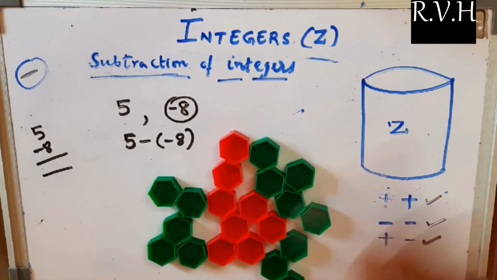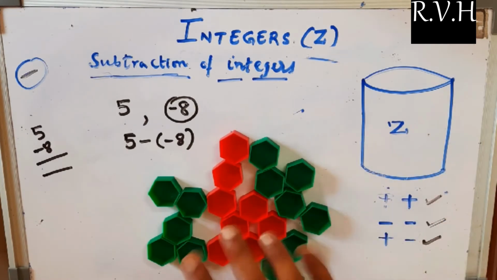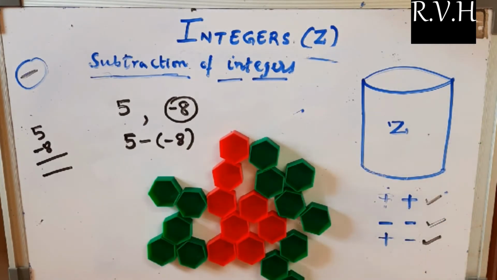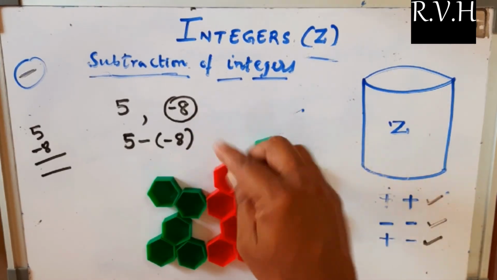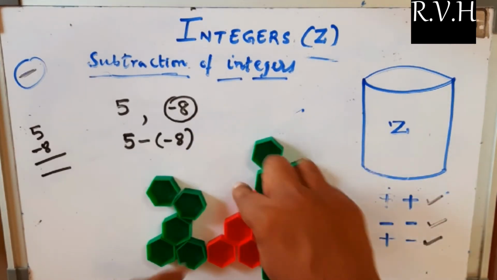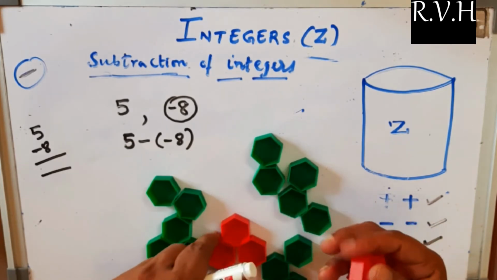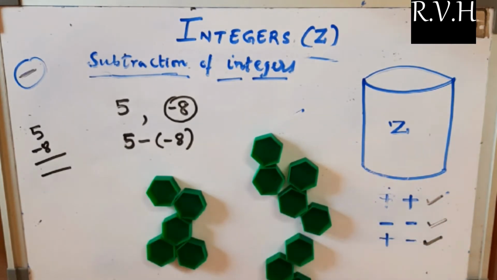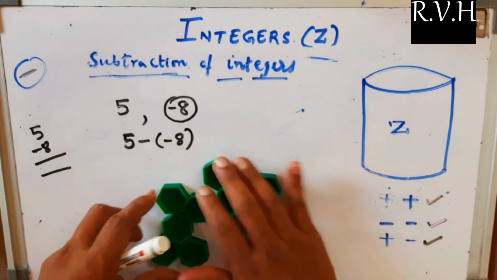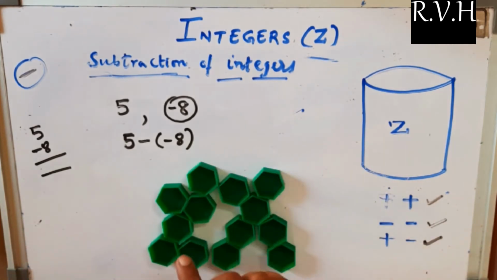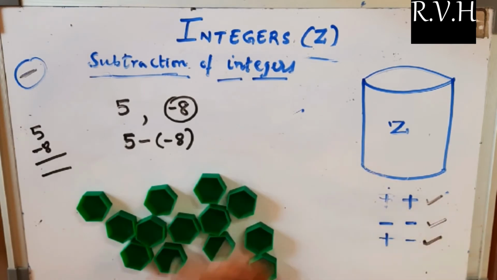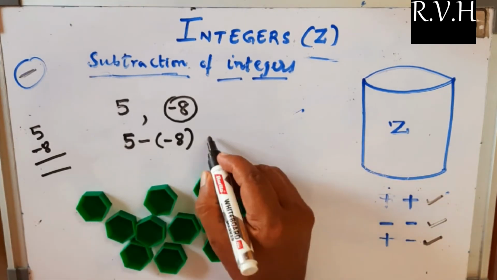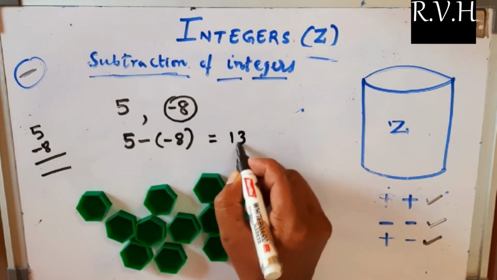If you remove 1 green, one pair each, you will be having 5. So now I am going to remove 8 red ones, because minus 8. 1, 2, 3, 4, 5, 6, 7, 8. So remove 8 red ones. So what am I going to have? All green. 1, 2, 3, 4, 5, 6, 7, 8, 9, 10, 11, 12, 13. So 5 minus of minus 8 is 13.